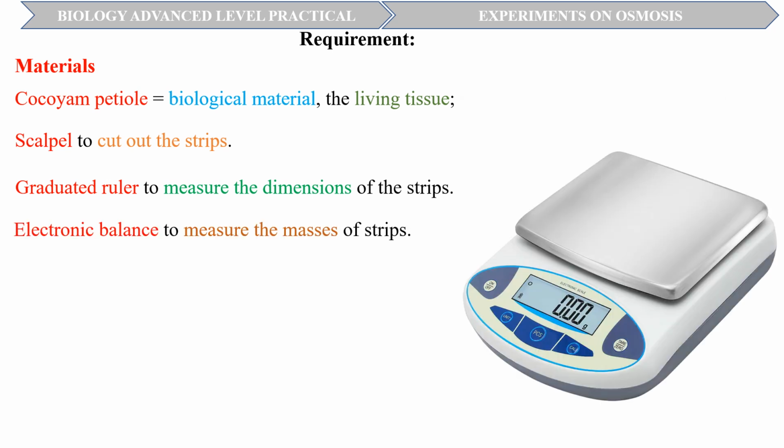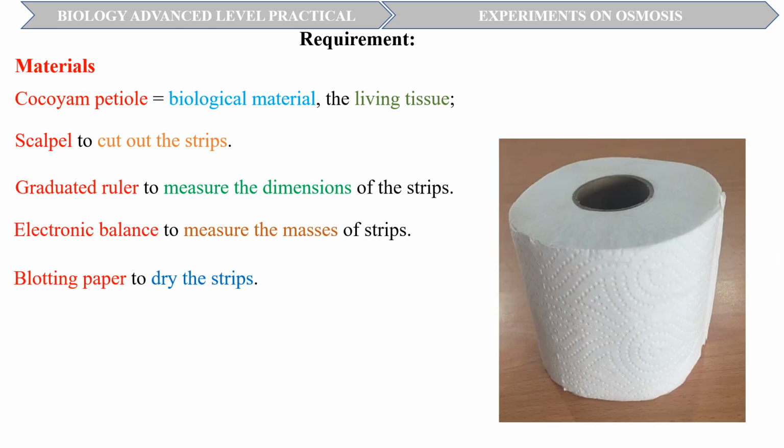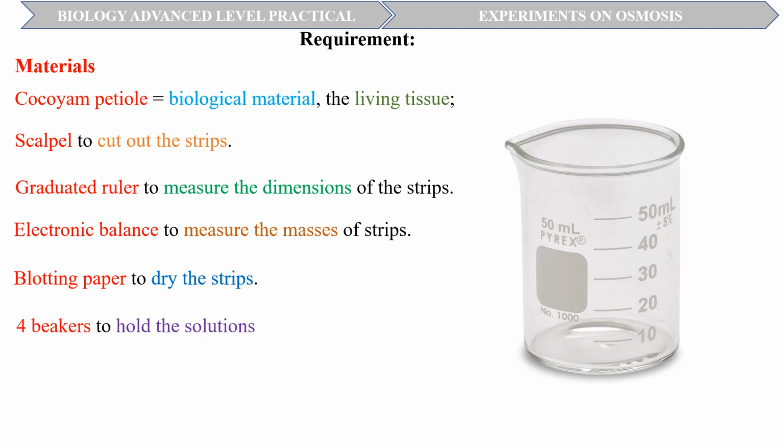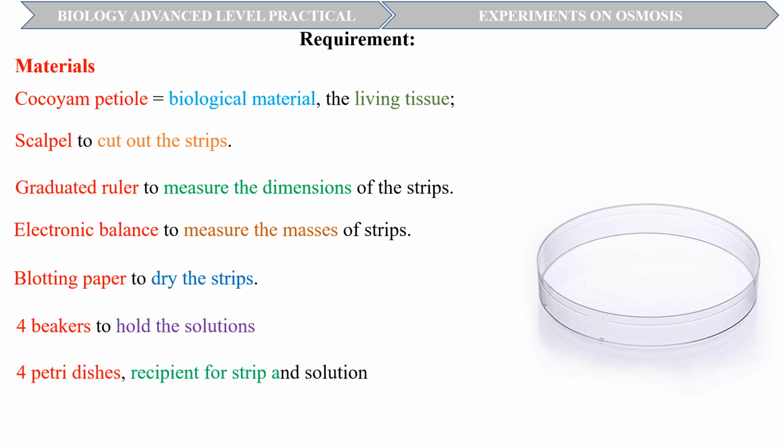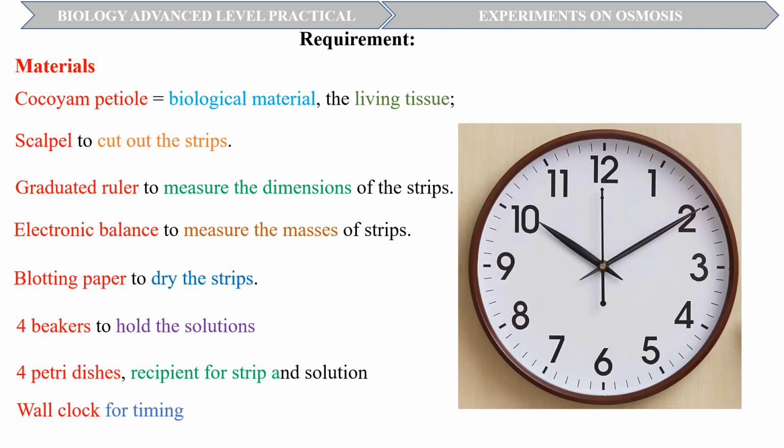An electronic balance will be used to measure the masses of strips. A tissue paper will be used to blot off solutions from the strips. We also need 4 beakers to hold the various solutions, 4 petri dishes as recipients for the strips and solutions during the experiment, and a wall clock with a sweeping second hand for timing.